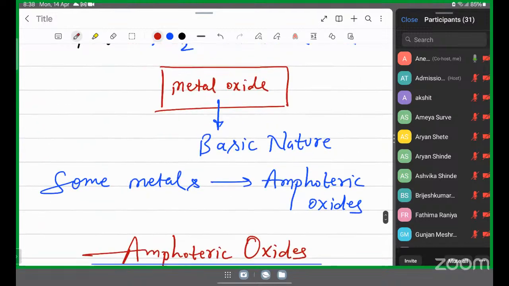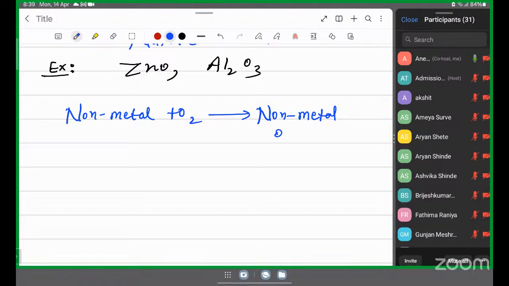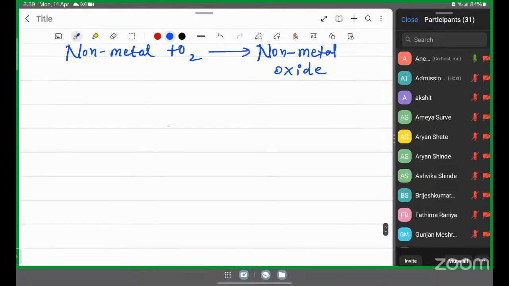Next, if we react a non-metal with oxygen, it will form a non-metal oxide, if the non-metal's reactivity is good enough to react with oxygen. So it will be a non-metal oxide. And now what will be the nature of non-metal oxides?